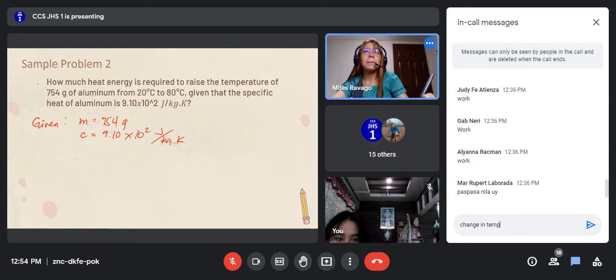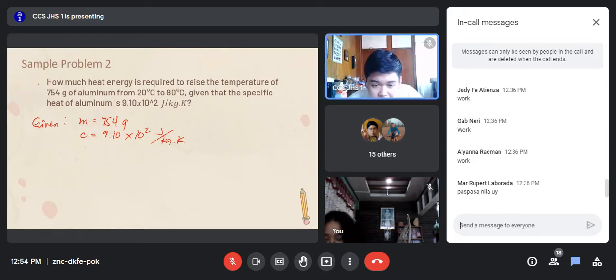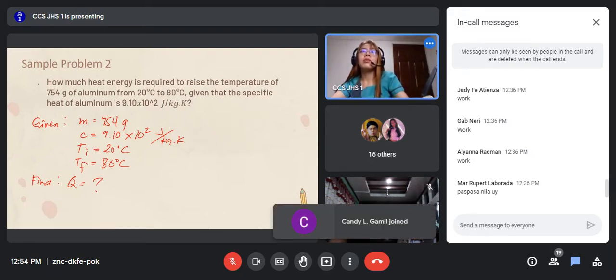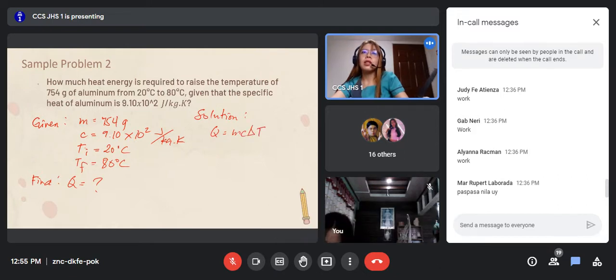The final temperature and the initial temperature. What is the initial temperature there? TI, from 20 degrees Celsius. Okay, 20 degrees Celsius. And then T final is 80 degrees Celsius. So you need to find Q. What is the formula to solve for Q? MC delta T. Okay, solution: Q is equal to MC delta T.